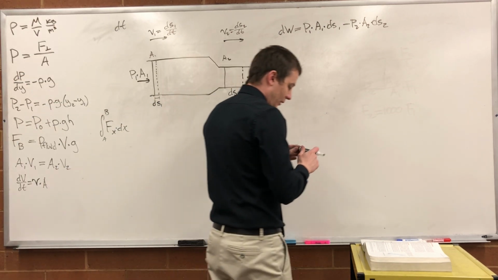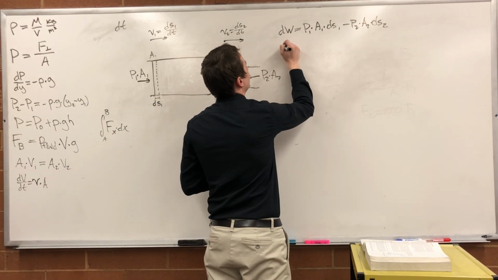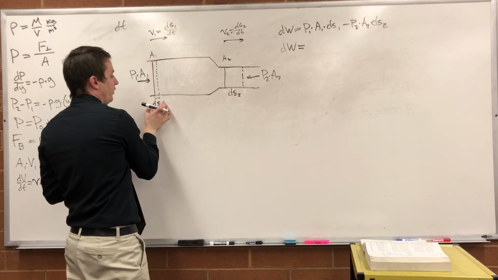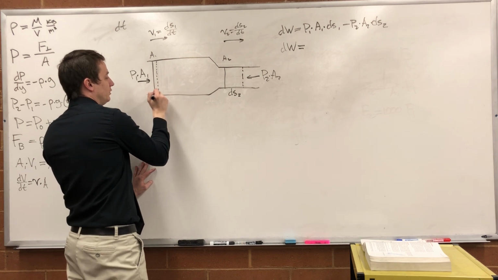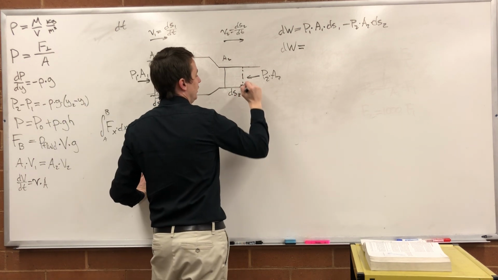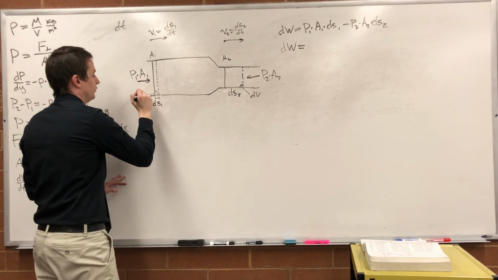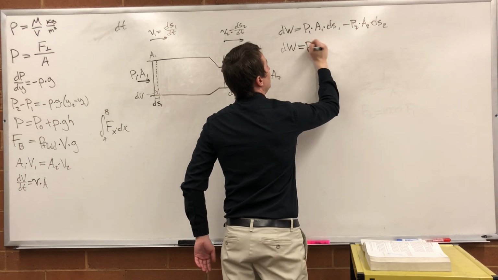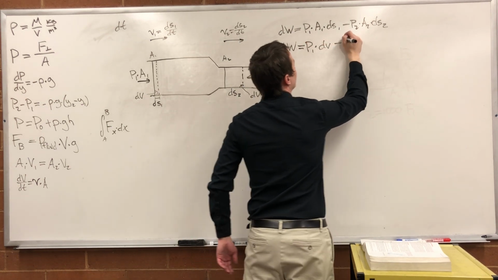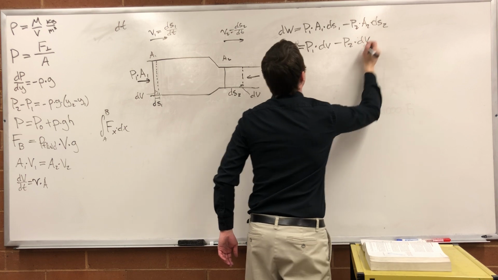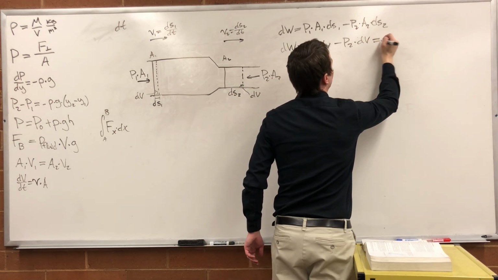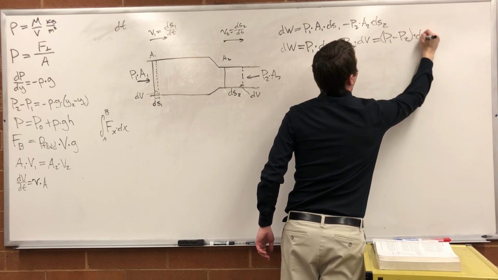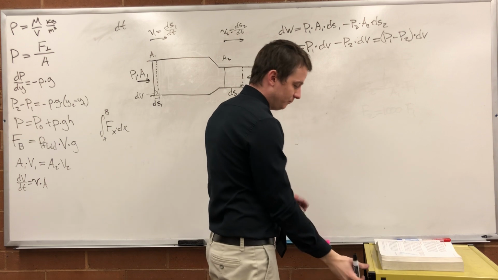And so dW now, we can rewrite this. Notice that even though ds2 and ds1 are different, the volume that's displaced here and here are the same. So this is dV, and this is dV, and those are the same. And so I can rewrite this as P1 times dV minus P2 times dV. Or in other words, the work is equal to P1 minus P2, the change in your pressure, times dV.